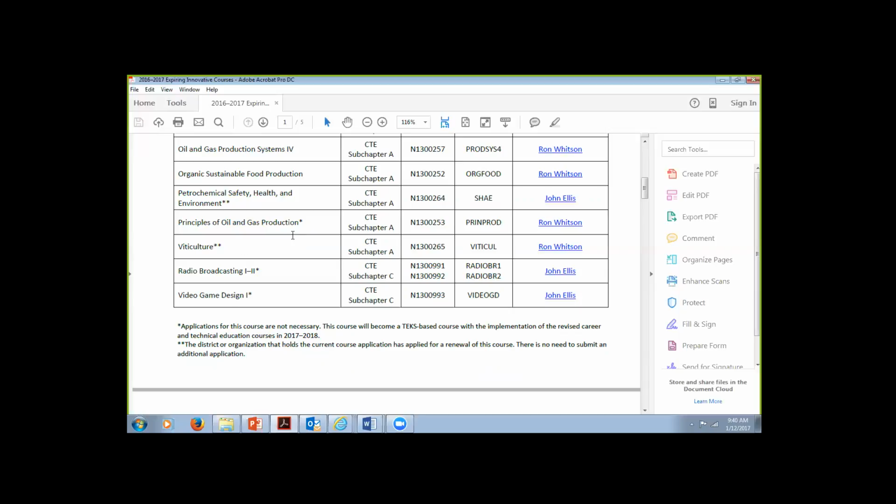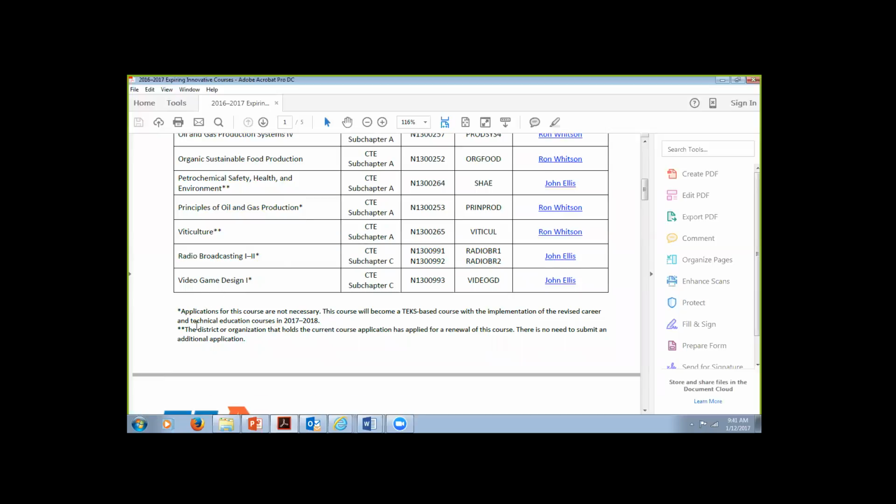In short, if it has 1 asterisk beside it, that means TEA is adopting it to make it a TEA course, an actual state level course. It will no longer be innovative. It will not need board approval to teach the course. However, you will need board approval to put it on your master schedule or your course catalog, as you would with all courses you're going to teach.